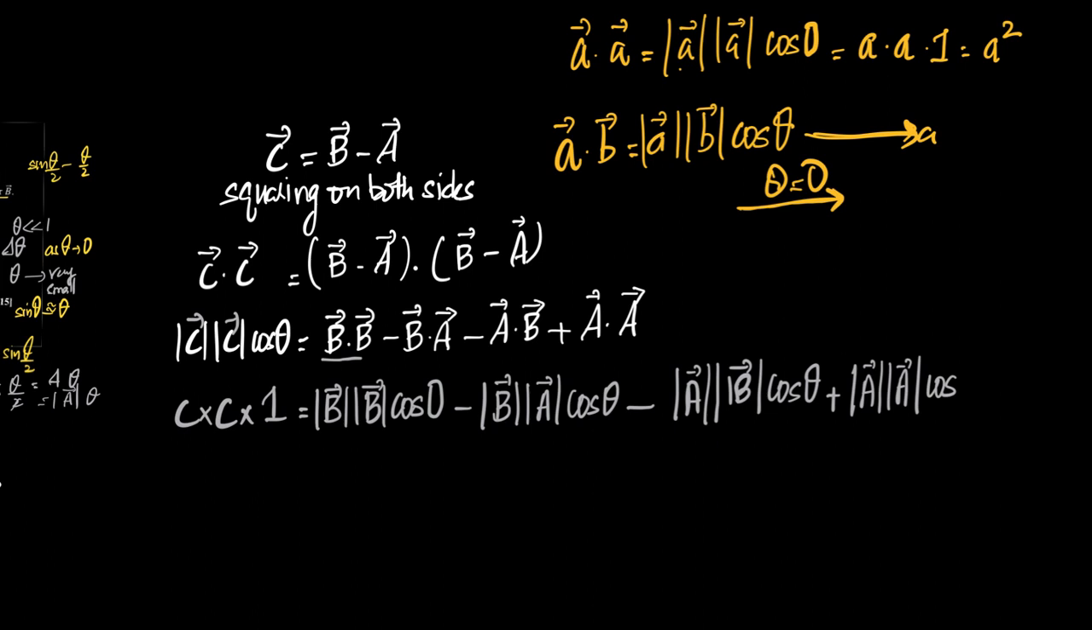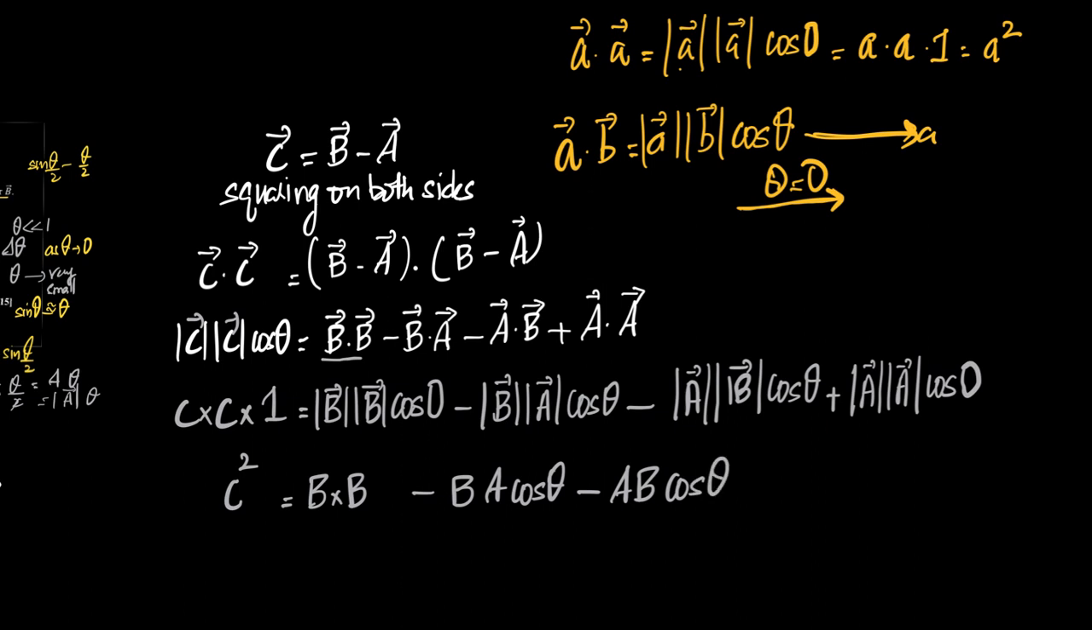What is theta? Angle between one vector and the same vector is 0. So c into c is c square. Modulus of vector b is b, into cos 0 is 1, minus ba cos theta, minus ab cos theta, plus a square. So we can write that c square is equal to b square plus a square minus 2ab cos theta.